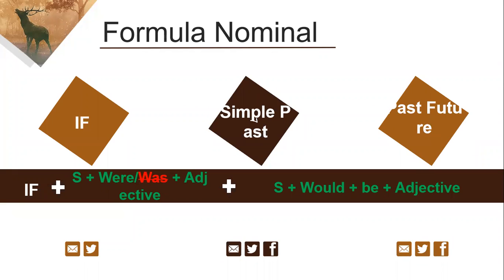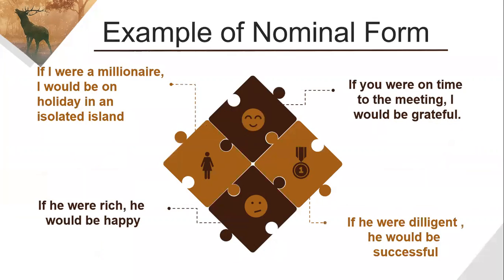So we don't use was in conditional sentence type 2 for all subjects. The to be used is only were. Okay, here is an example. If I were a millionaire, I would be on a holiday in an isolated island. Kalau saya jadi milioner, saya akan pergi liburan di pulau yang terpencil, pulau yang tidak ada orang, saya sendiri. So we use were here, we don't use was here. So we don't use an ordinary verb, but we use to be here. The to be is were, not was.